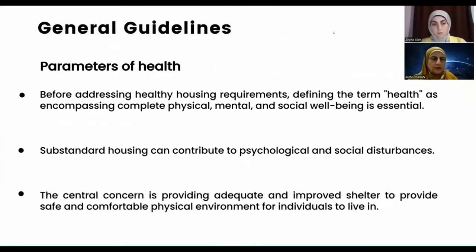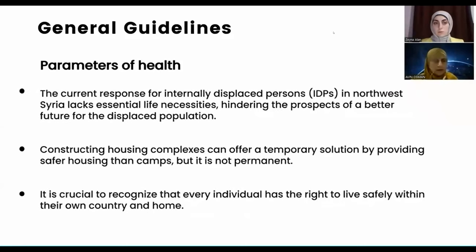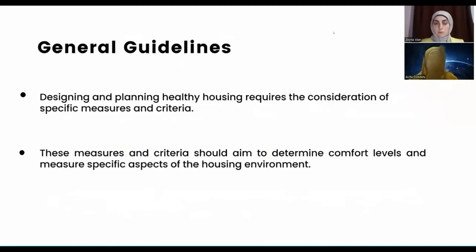The general guideline parameter of health is to define the term health as encompassing complete physical, mental, and social well-being, which is essential. The current response to internally displaced persons in northwest Syria covers essential life necessities. Planning healthy housing requires the consideration of specific measures and criteria. You must determine what these criteria and measures are.